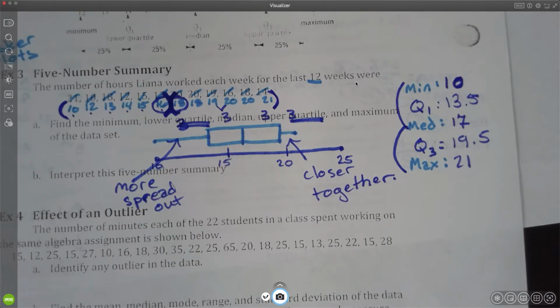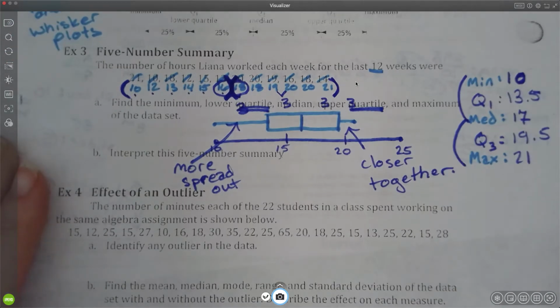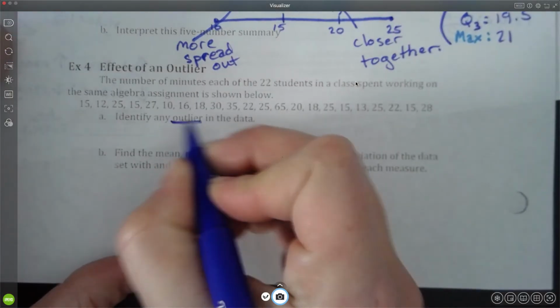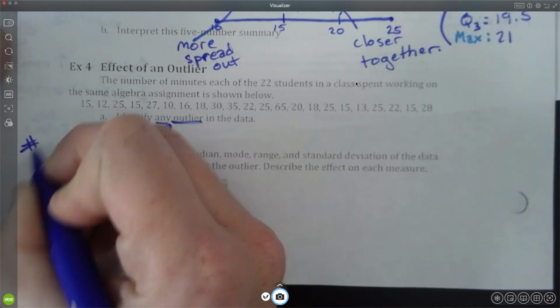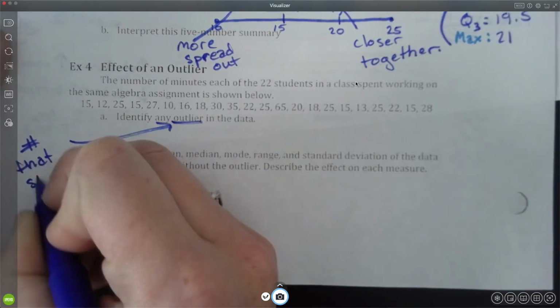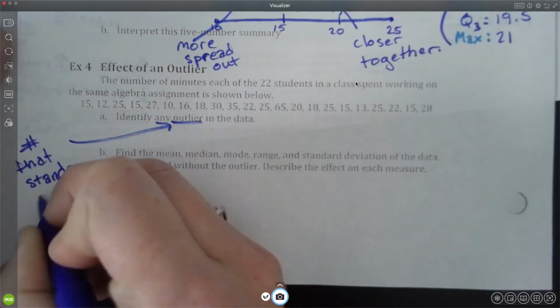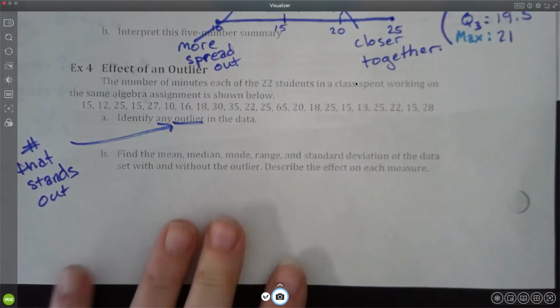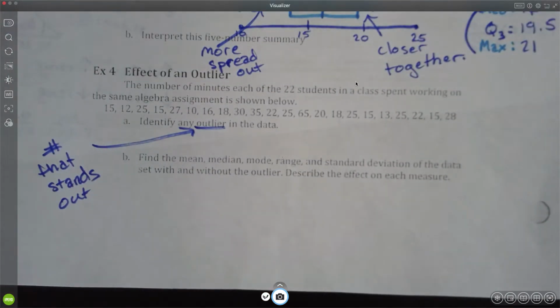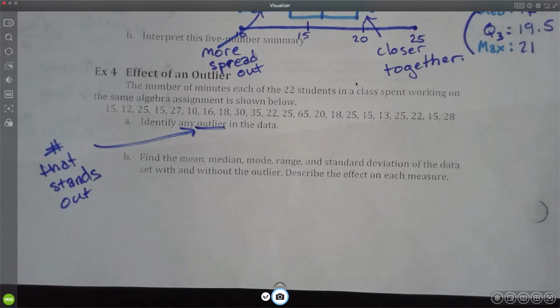So let's go down and talk about the effect of an outlier. Do you know what an outlier is? An outlier is a number that stands out. What number stands out in that data set? 65 is a huge number in comparison to all the rest of them, okay?